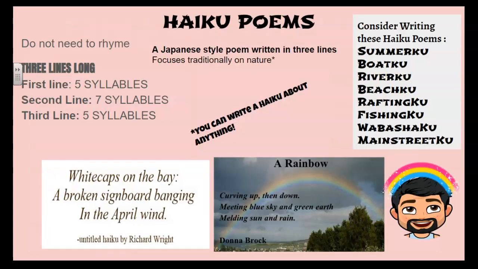The next one we have is similar. It's called a haiku poem, and you may be familiar with haiku poems. They're pretty popular. The formula for a haiku poem is 5-7-5. Just remember 5-7-5. First line is 5 syllables, second line 7 syllables, and third line 5 syllables. White caps on the bay, a broken signboard banging in the April wind.